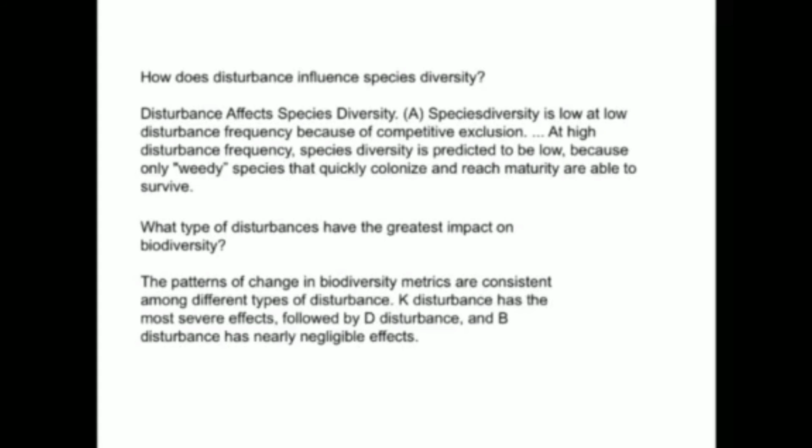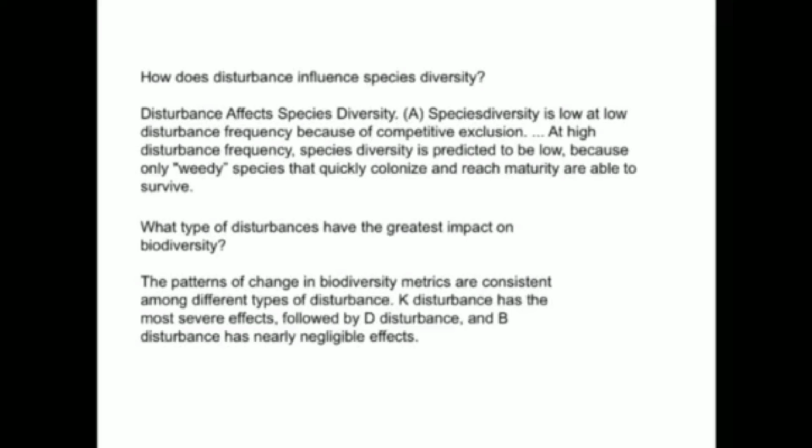How does disturbance influence species diversity? Disturbance affects species diversity. Species diversity is low at low disturbance frequency because of competitive exclusion. At high disturbance frequency, species diversity is predicted to be low because only the species that quickly colonize and reach maturity are able to survive.